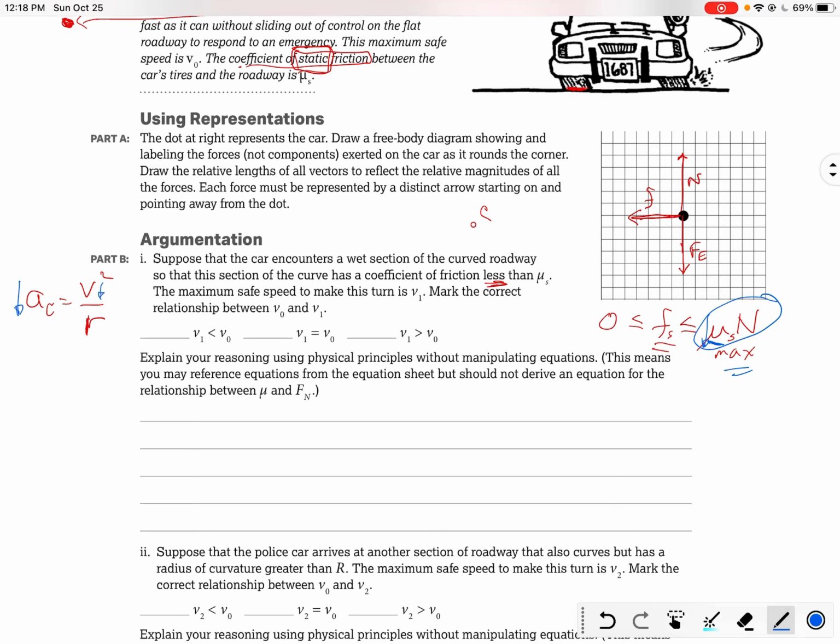Well, the velocity makes up the centripetal acceleration in the square of it. So obviously, if the maximum acceleration is going down, that maximum velocity is going down as well. So let's try to explain that in a way without kind of using all these equations.